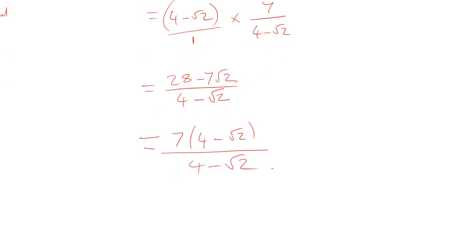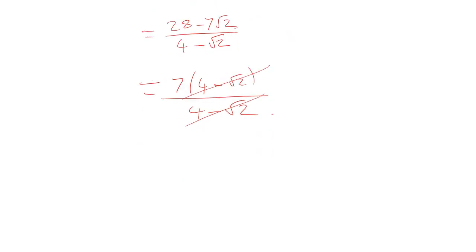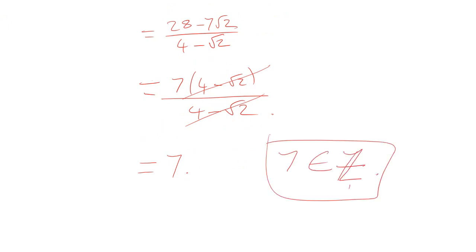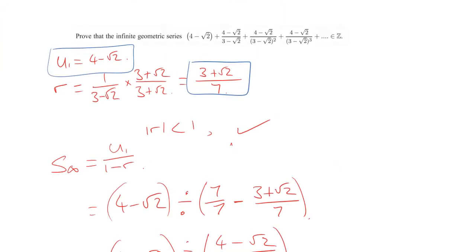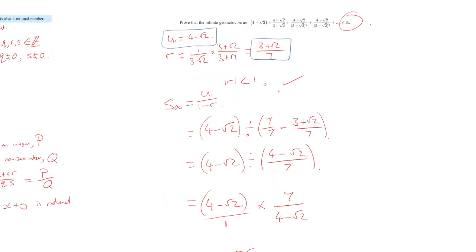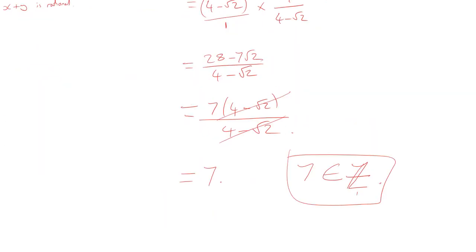This is looking good because we can cancel those. Now we've written that as a multiplication on the numerator. So therefore this is equal to 7. And you'll never guess what? 7 is an integer. So we have done it, right? We have proven that that sums to an integer value. In fact, we proved it exactly. It sums to 7.